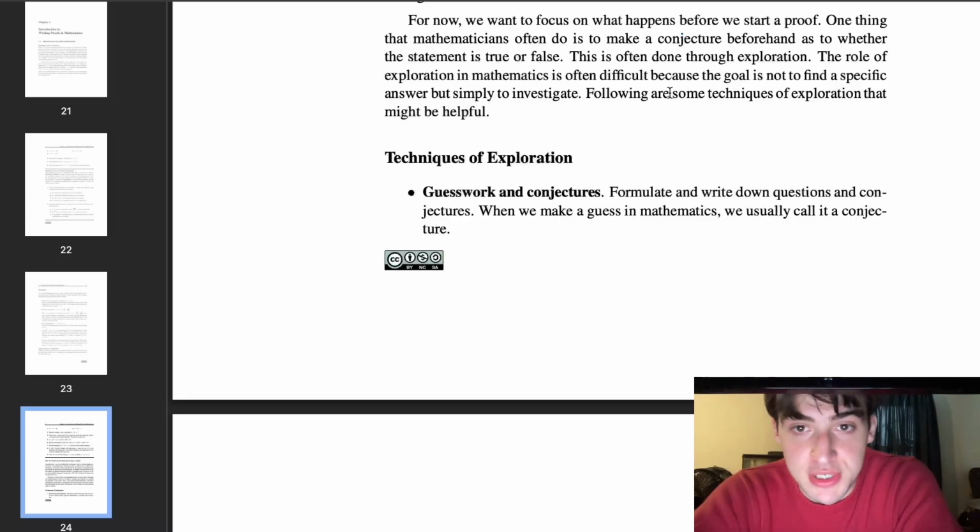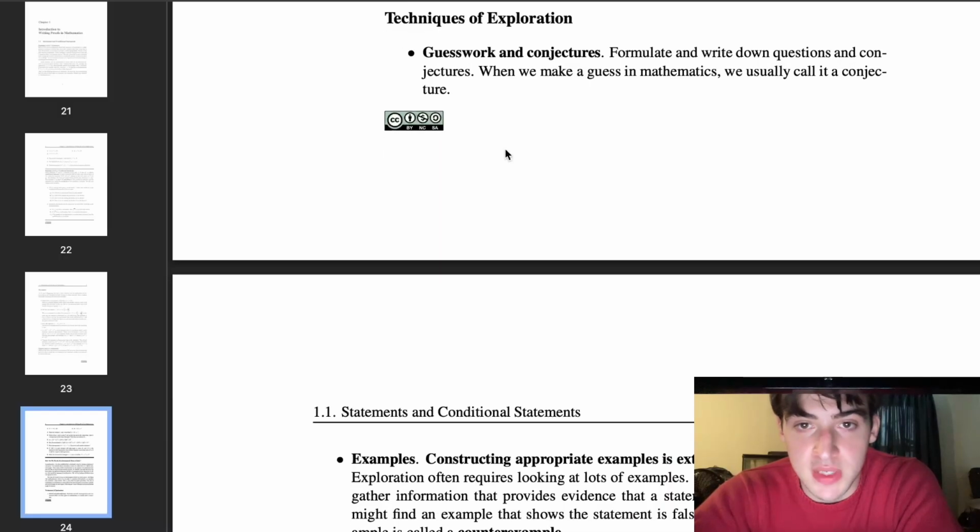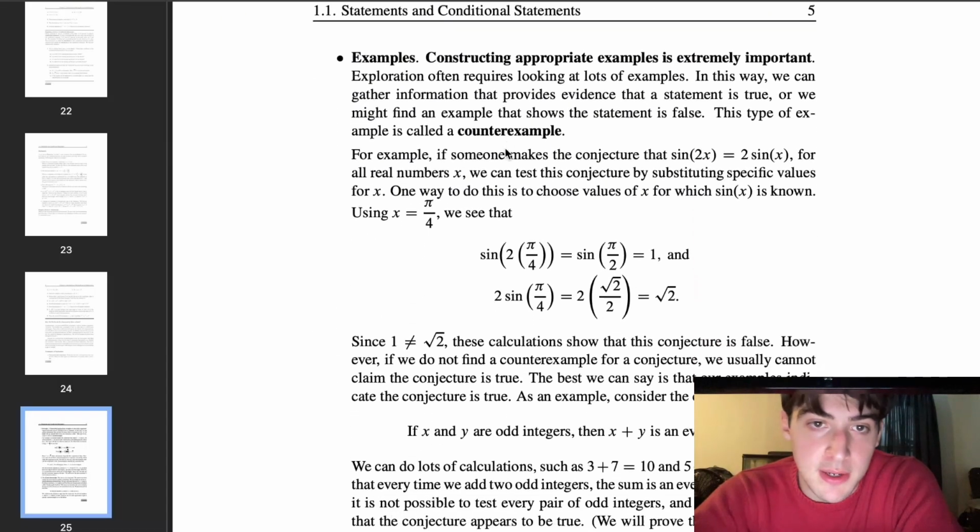The role of exploration in mathematics is often difficult because the goal is not to find a specific answer, but simply to investigate. Following are some techniques of exploration that might be helpful. Techniques of exploration: guesswork and conjectures. Formulate and write down questions and conjectures. When we make a guess in mathematics, we usually call it a conjecture. Cool, so it does mean guess. Examples.